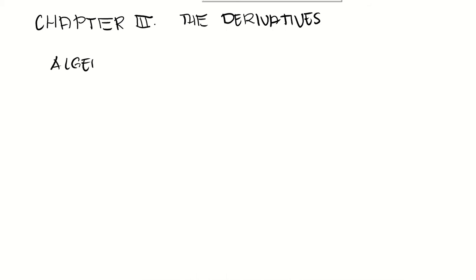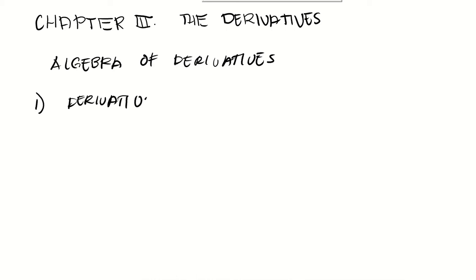So how do we operate derivatives in different operations? The first one is the sum or difference. The derivative of the sum or also difference of two functions.